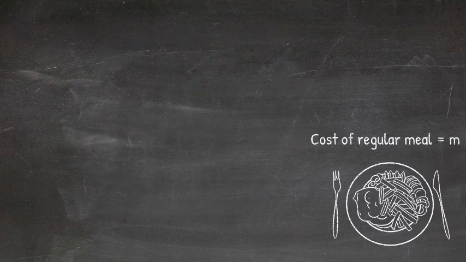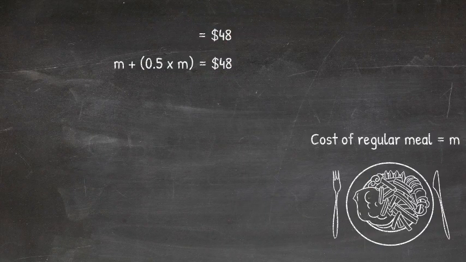Now that we've established m as our unknown, we need to go with the information we do have. We know that the bill is $48 total. That means that the cost of one full-priced meal plus the cost of a meal at 50% off, or 50% of a meal, add up to a sum of $48. We can write this as m plus 0.5 times m, which is 50% of m, equaling $48.